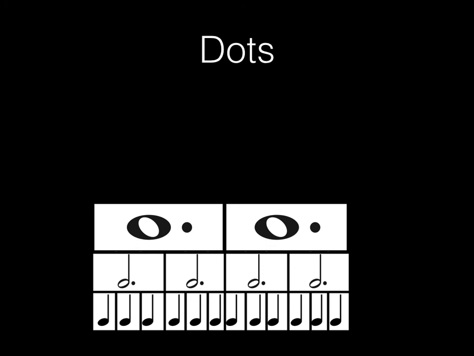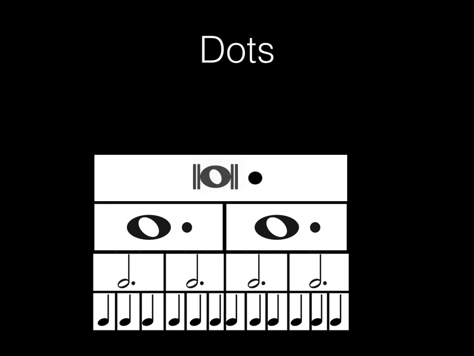Now what happens if we put two whole notes together? Think about this for a second, because if you put two whole notes together, you would get a breve. But if you put two dotted whole notes together, you get a dotted breve.